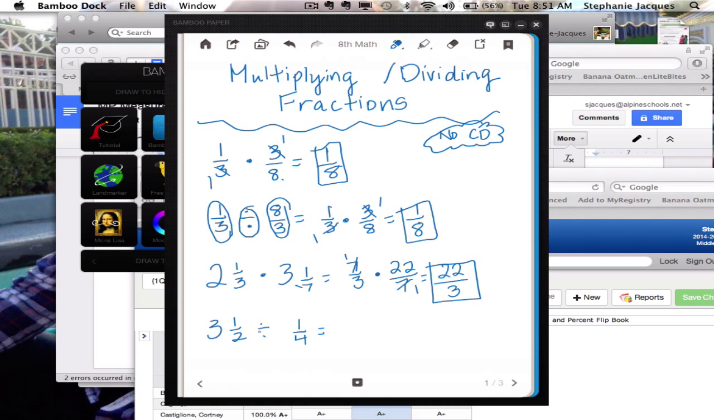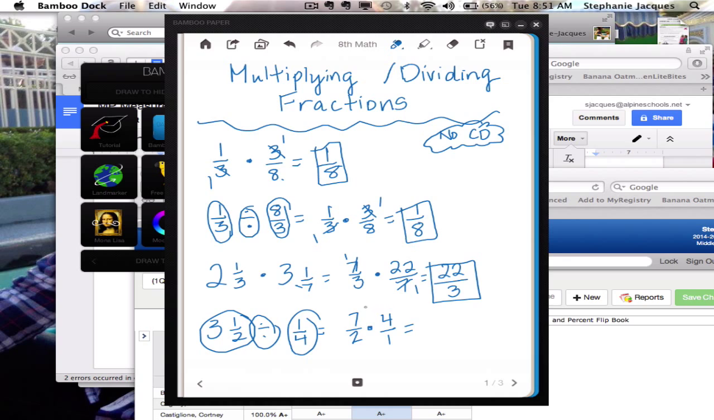Okay, let's do the division. So first turn this into an improper fraction. So 3 times 2 is 6, plus 1 is 7. So I have 7/2. Change this to multiplication, and then do the reciprocal. So I have 4/1.